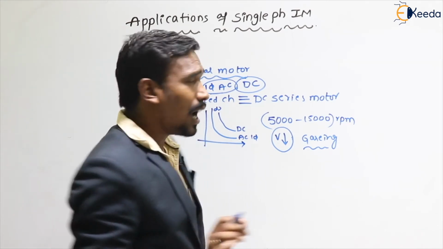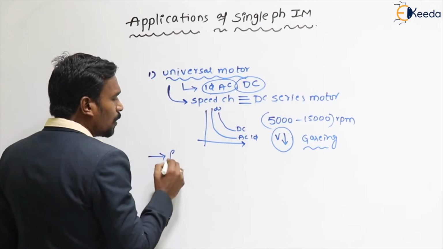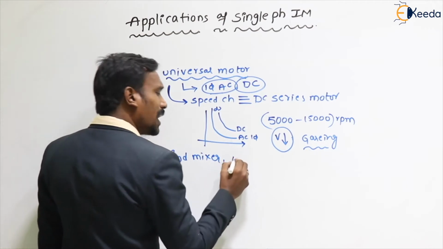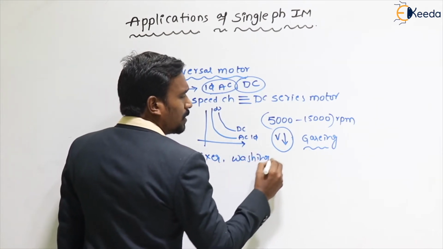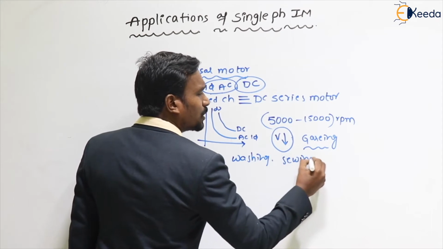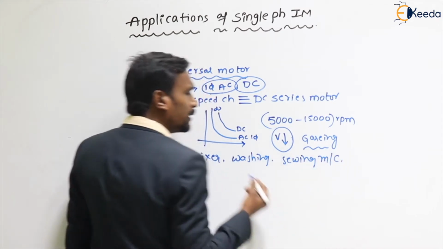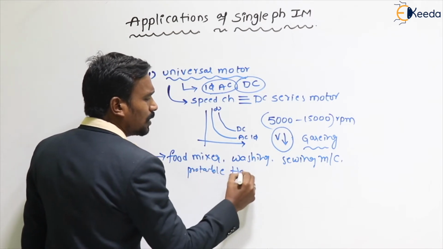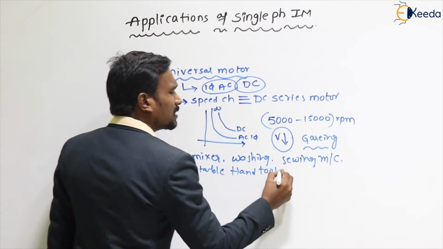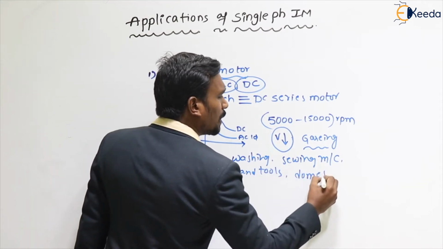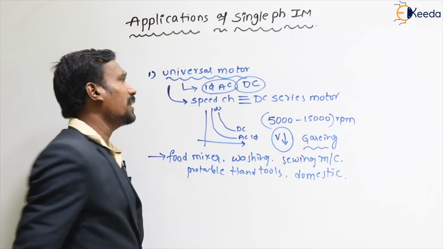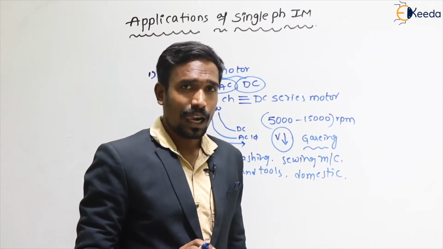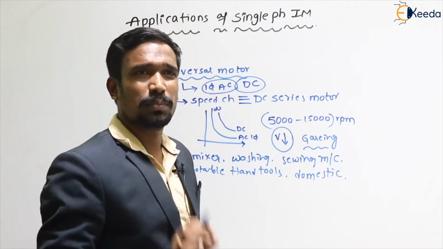Okay guys, and generally these are used for food mixers, very important. Other than this, washing machines, sewing tools or sewing machines, portable hand drillers, portable hand tools, especially domestic tools or domestic applications. Like this, we are using the universal motor. This is simply about universal motor, which is important.